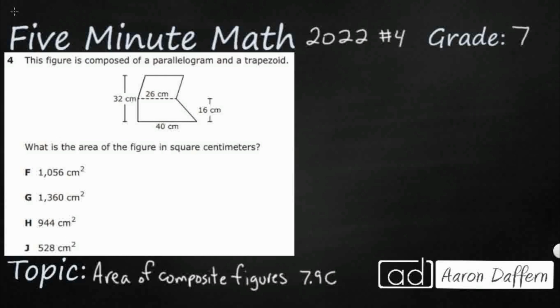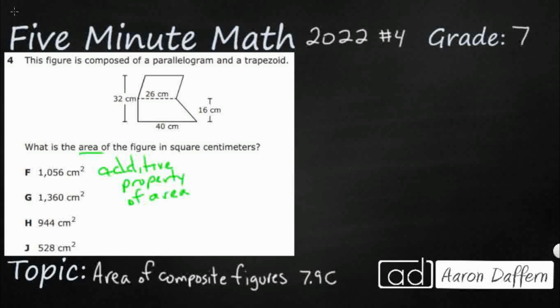So we have this strange looking figure. We need to find the area. What we learn about and work on in 7th grade is called the additive property of area. That means if you've got two or more figures that are next to each other, they're adjacent, but they don't overlap, you can find the area of each smaller figure and then add that up and you get the area of the whole figure.